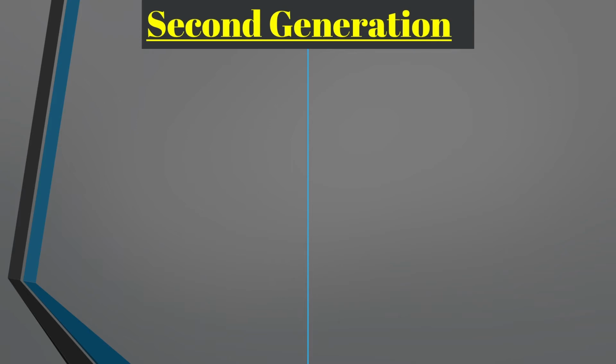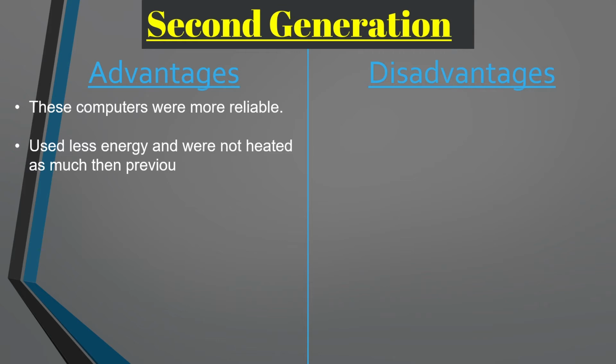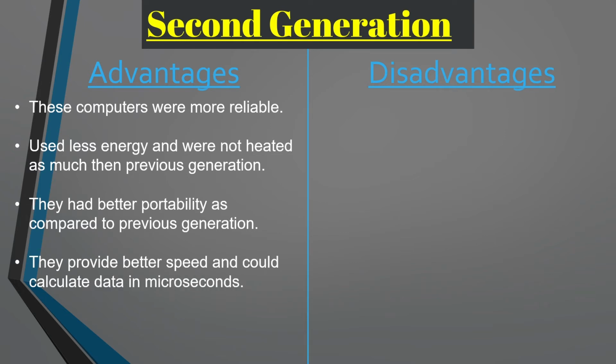In the second generation, there are also some advantages and disadvantages. The advantages are the computers from the second generation were more reliable than the first generation. They used less energy and were not heated as much as the previous generation. They had better portability as compared to previous generation computers. They provided better speed and could calculate data in microseconds.